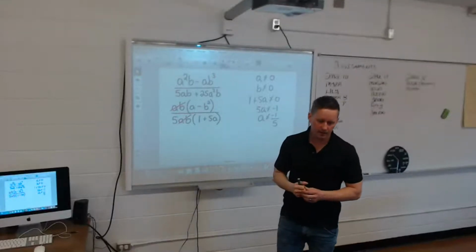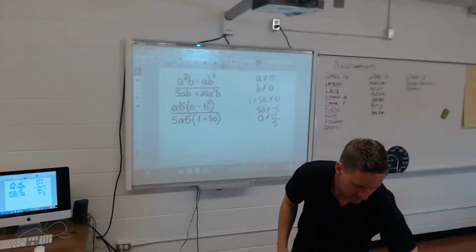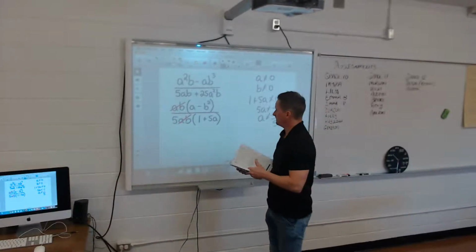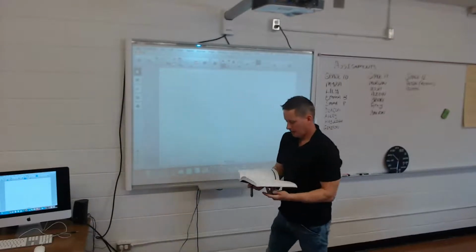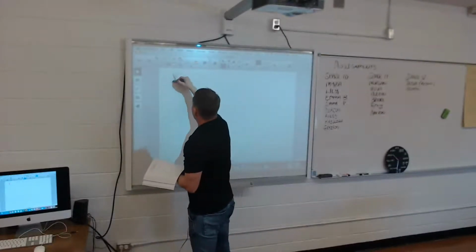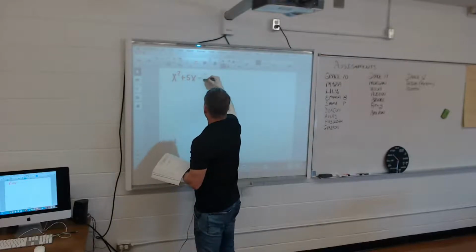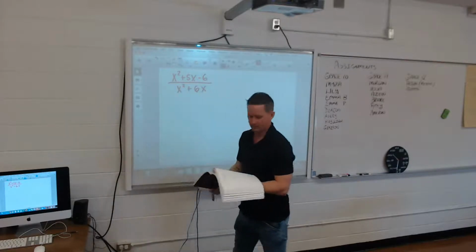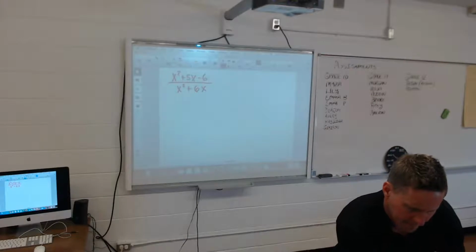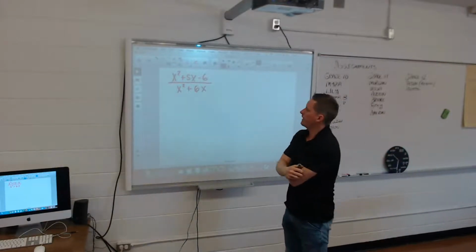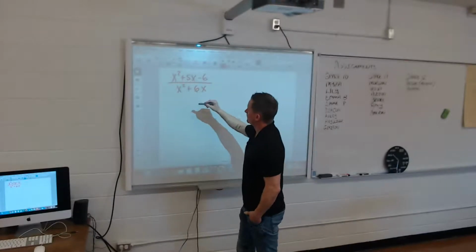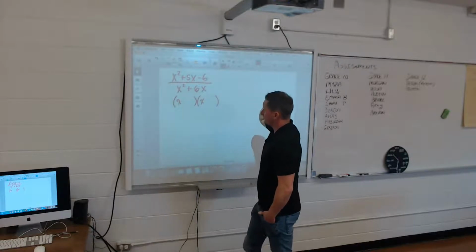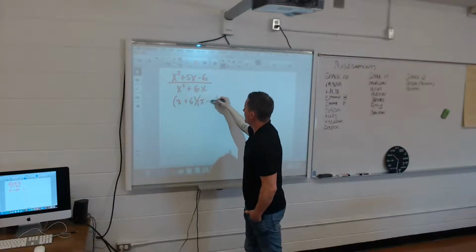All right. Good. Did you have any other ones, Morgan? 4B on page 236. Okay. 4B 236. X squared plus 5x minus 6 over X squared plus 6x. All right. Okay. So factor the top part first. X, X, and factors of -6 would be plus 6 and -1.